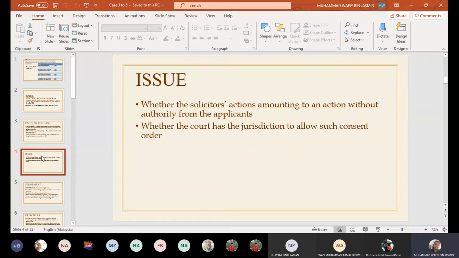So the issue in this case was straightforward, whether the solicitor's action in entering into such consent order while representing the applicants were without authority. And the second issue is whether the court has jurisdiction to allow such consent order. So basically, the first issue in this case is in regards to our topic today.